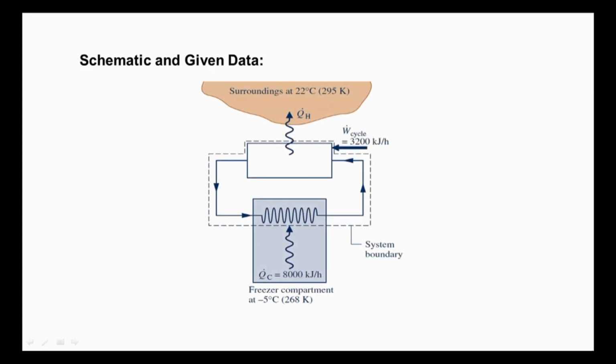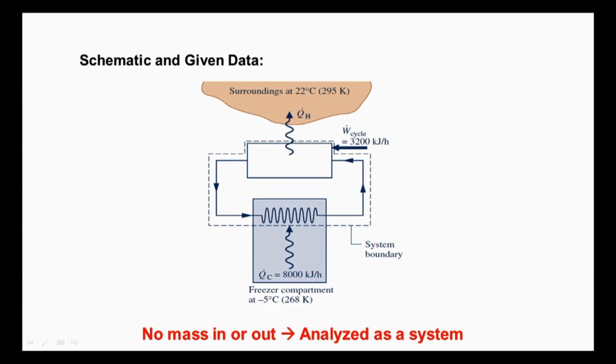The next step in the solution is to develop a schematic. In this case, it was provided to us. However, let's highlight a few key pieces of information that will help us guide our solution. The first thing to note is there is no mass entering or leaving the system. This immediately suggests that a closed system approach is appropriate.